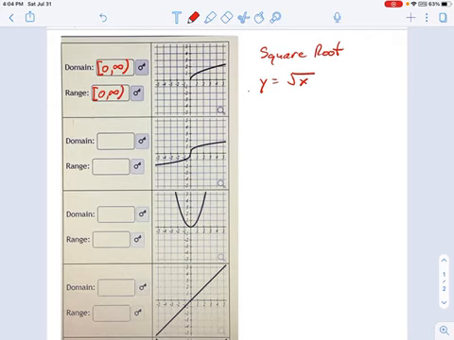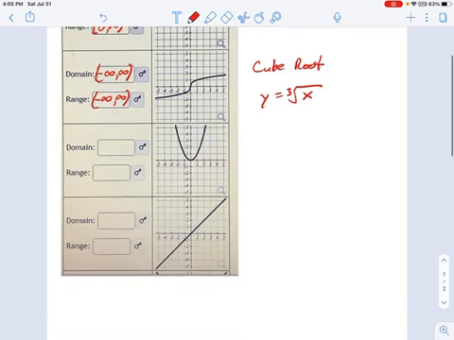Okay, so moving on, we have here a cube root. That's the name of this function, and the equation is y equals the cube root of x. Okay, the domain of this one is all the numbers. And likewise for the range, because you can take a cube root of a negative number, and there's nothing wrong with that. You can get positive and negative values, so that one goes on forever.